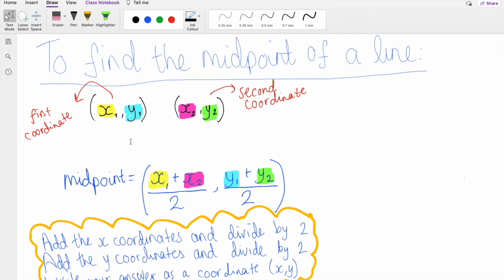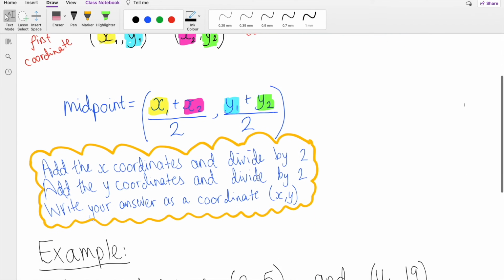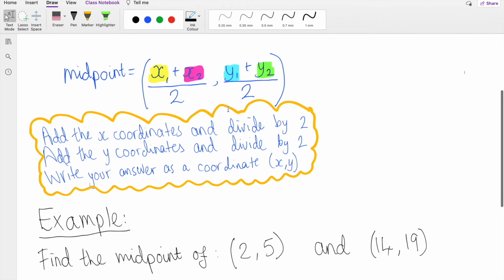I have summarized those points on this sheet here. So to find the midpoint of a line, I have 2 coordinates. The first coordinate is denoted by (x1, y1), and the second one is (x2, y2). To find the midpoint, you need to add both x coordinates together and halve it, and do the same with your y coordinates. Add your 2 y coordinates together and then divide it by 2. I've also summarized it in words in the bubble here.